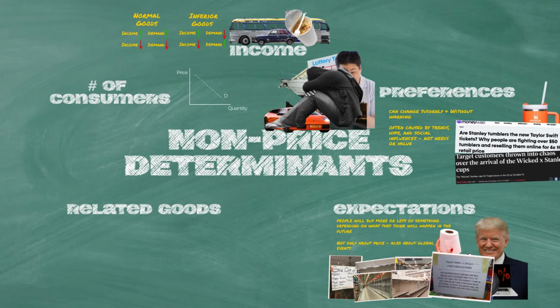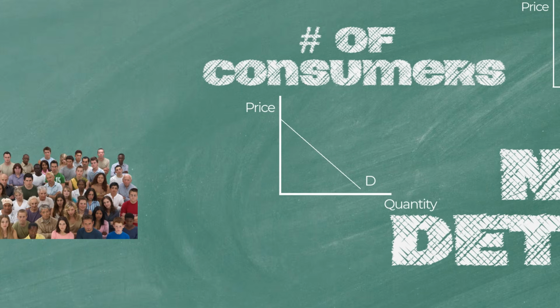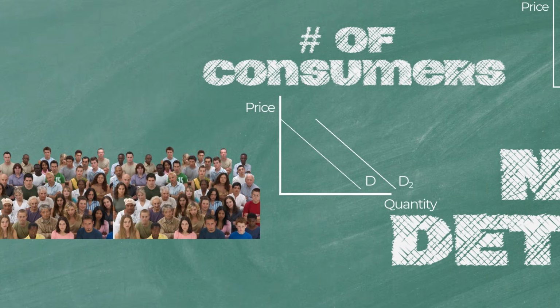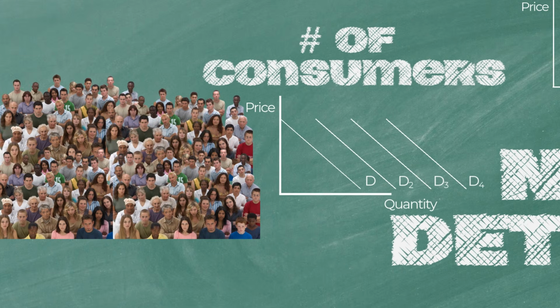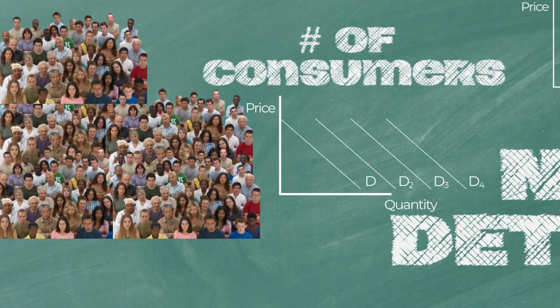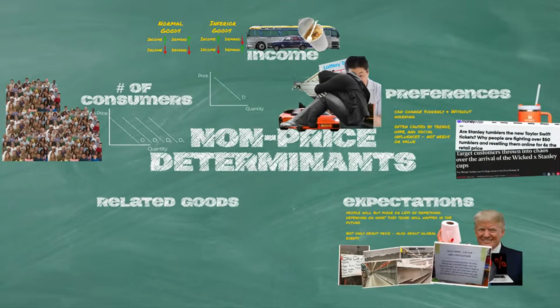Another non-price determinant is simply the number of consumers in an economy. Obviously, the more consumers you have, the more products they will buy. So as the number of consumers increases, the demand will increase, shifting the demand curve to the right. This is an important one to keep in mind, as many countries in the world today are facing serious population decline. What happens to a country's economy when there's no one to buy the products?